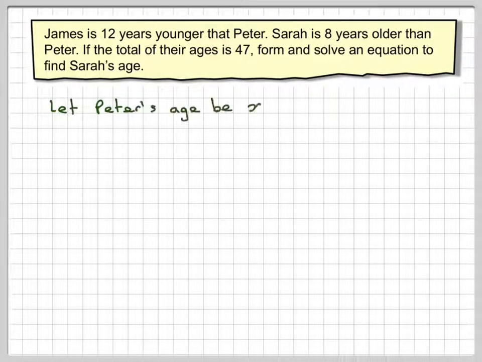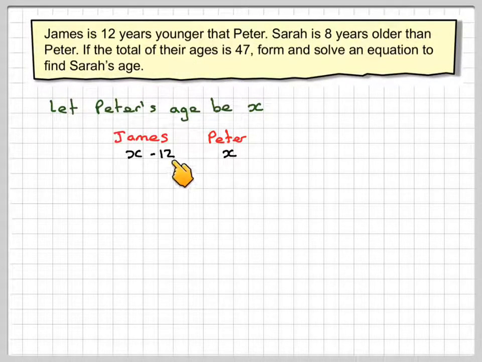Let Peter's age be x. So Peter's is x. James is 12 years younger, so James will be x take away 12, because he is 12 years younger than Peter. And Sarah is 8 years older, so that will be x plus 8.